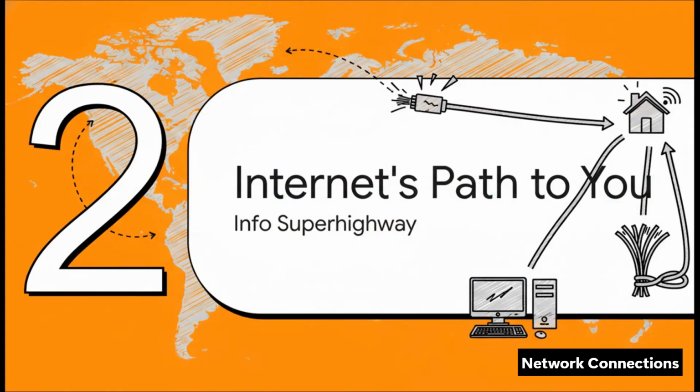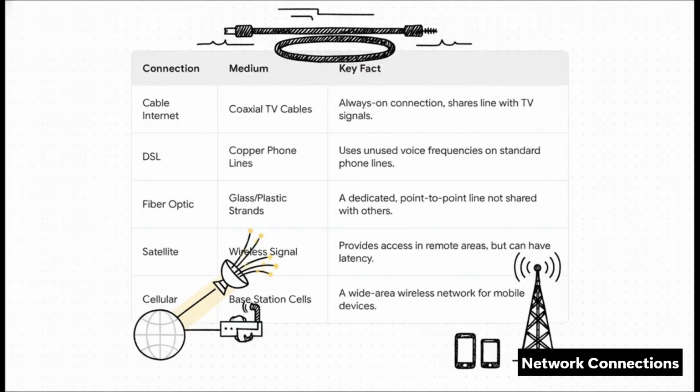Okay, so we've got this massive global WAN called the internet. But how does a piece of that actually get into our homes and offices, right? Well, that connection is made through what's called an Internet Service Provider, or ISP, and it turns out there are a few different ways they can get that connection to you. So let's break down the most common ways.